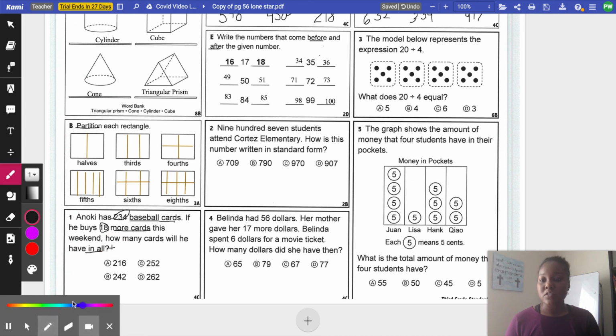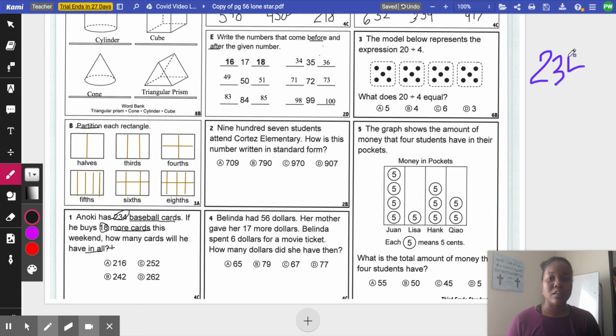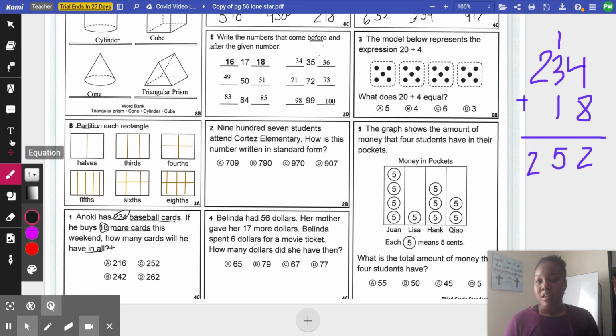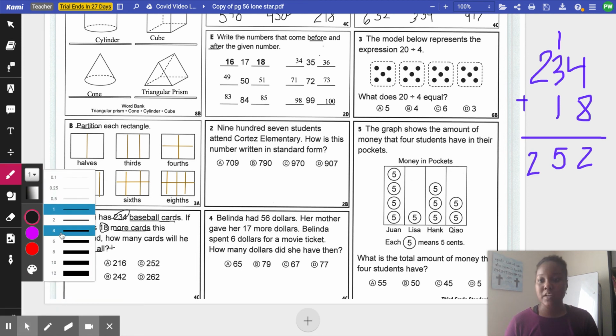So I'm going to do 234 plus 18. 8 plus 4. Well, I know 8 plus 2 is 10. And if I add 2 more, that's 12. 3 plus 2 is 5. And 2 plus nothing is 2. So on this problem, my sum is 252, which is letter C.